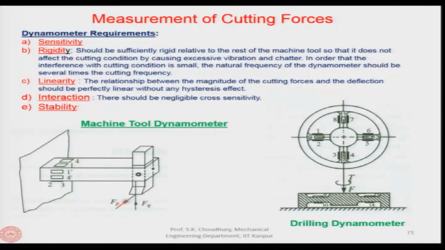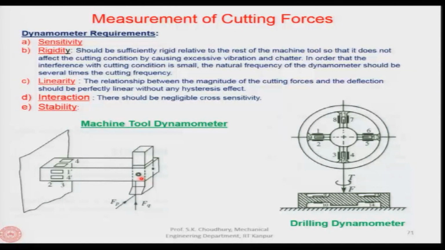Perpendicular to that is the FP, which is the cutting force. It will be sensed by these 1 prime, 2 prime, 3 prime and 4 prime sensors, and the effect of FQ will not be there on the 1 prime, 2 prime, 3 prime and 4 prime, and vice versa, that is, the effect of FP will not be on the 1, 2, 3, 4 sensors. So, this is an example of the machine tool dynamometer which is used for turning. This is the turning dynamometer.